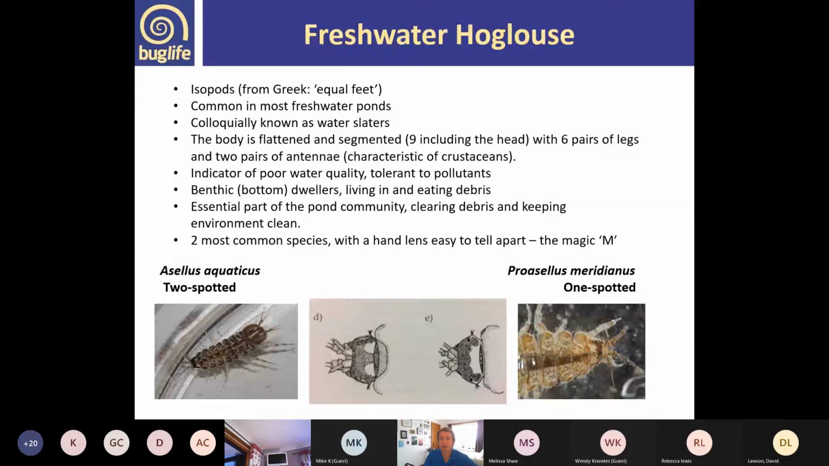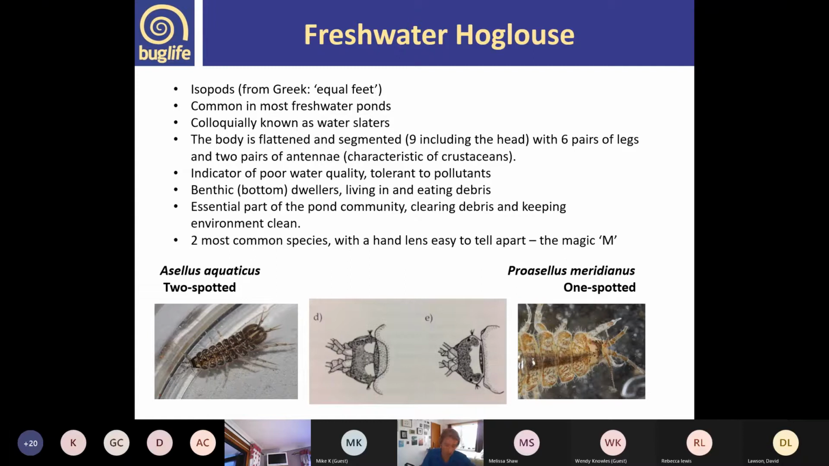So you're looking for that M shape, and the M shape will indicate that you've got a two-spotted hog louse or Asellus aquaticus, which is by far the more common freshwater hog louse you're going to encounter in most garden ponds. The much rarer, but still possible, is the one-spotted hog louse, Proasellus meridianus. So that's the one with the straight line. As the names would suggest, the two spots and one spot can be an indication as well, but often the two spots can be merged in the center, so it's not always that obvious.